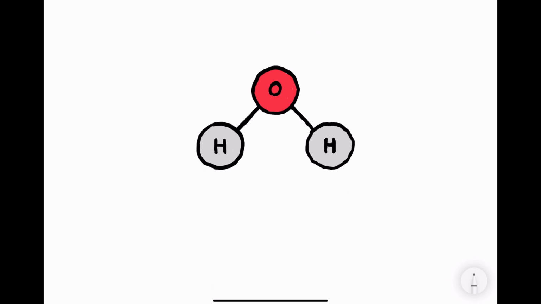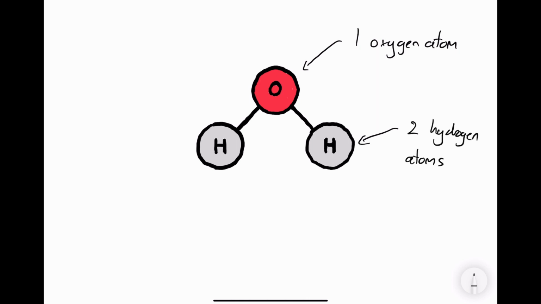This is one molecule of water. As you can see, we have one oxygen atom covalently bonded to two hydrogen atoms. And the sticks in the picture represent the covalent bonds.